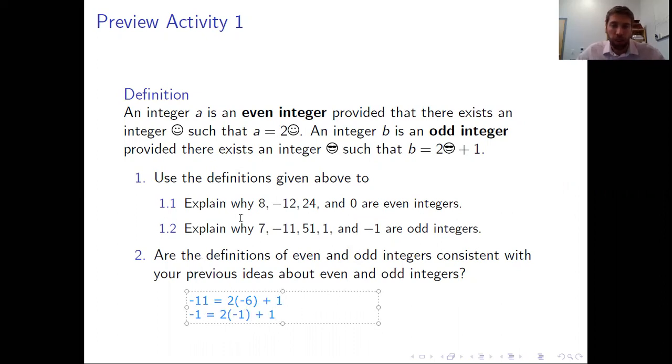Are the definitions of even and odd integers consistent with your previous ideas about even and odd integers? Hopefully, yes. Again, I'm imagining that middle school or high school student who was arguing about 0 being even. He might have been confused because 0 is neither positive nor negative, so maybe he thought 0 was neither even nor odd. But the definition of even is clear, so we get to say that 0 is even. All right, moving on.